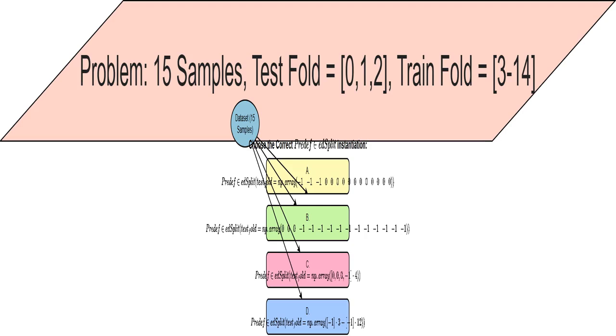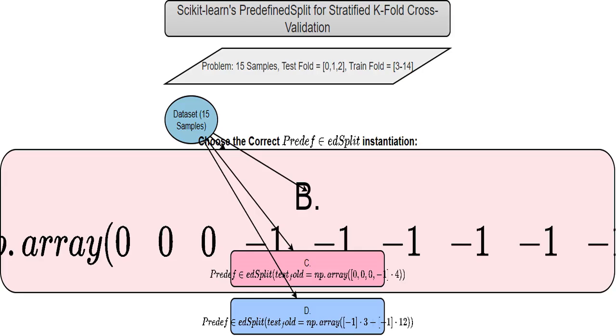Here's the core of the problem. I have 15 data samples, and I want to divide them into a test set and a training set in a specific way. My test set will contain samples 0, 1, and 2. The training set will be made up of the remaining samples, from 3 to 14. My job is to correctly represent this split using PredefinedSplit.